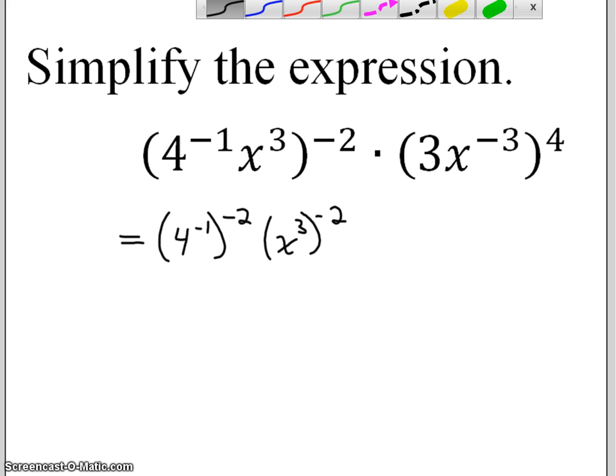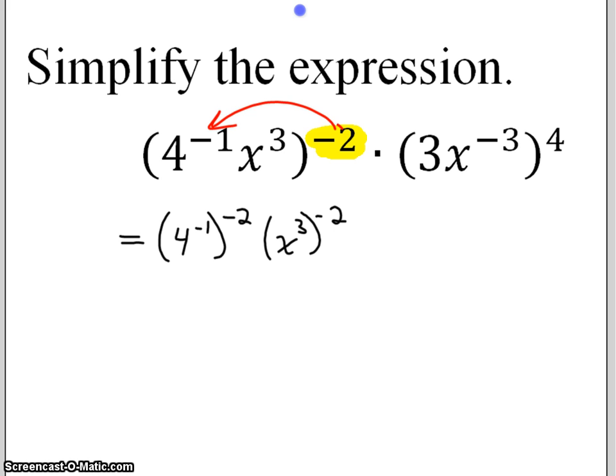In a way, we are distributing this negative 2 right here. We're giving it to that, and we're giving it to that. We're raising each of those factors to the negative 2 power. We're going to do the exact same thing over here. We're going to take this 3 and raise it to the 4th, and we're also going to raise x to the negative 3rd to the 4th.